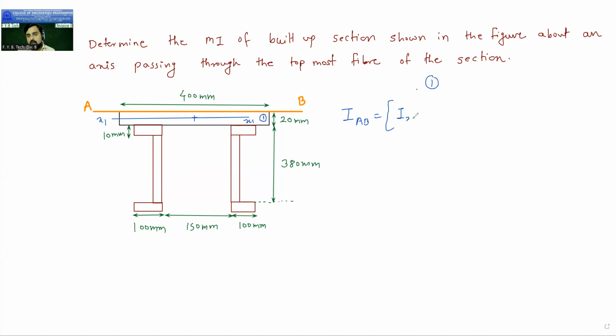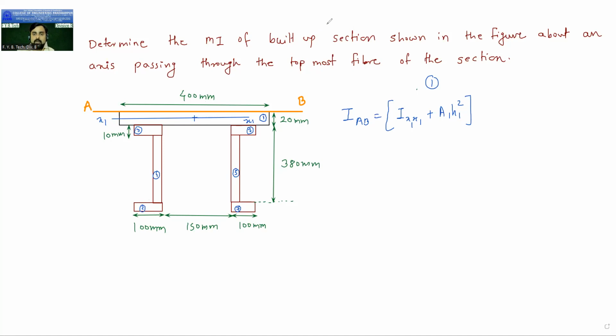What should I do? I will take Ix1 x1 plus, what is the formula? A1 h1 square. This is for the first figure. Similarly, we can do it for the second figure. Suppose this rectangle is my second figure, this is my third figure, this is the fourth figure, this is the fifth one, the sixth figure, and this is 7. So we can calculate Ix1 x1 and transfer that moment of inertia to the axis AB.